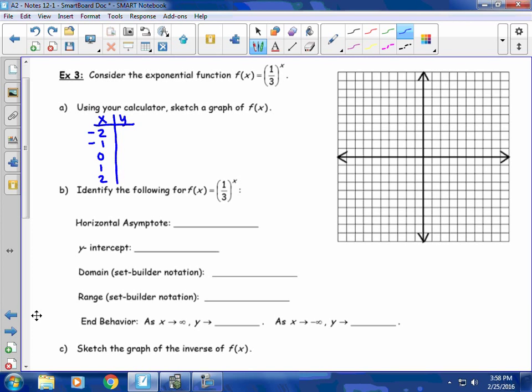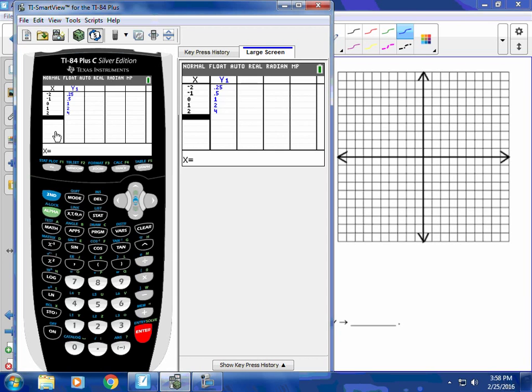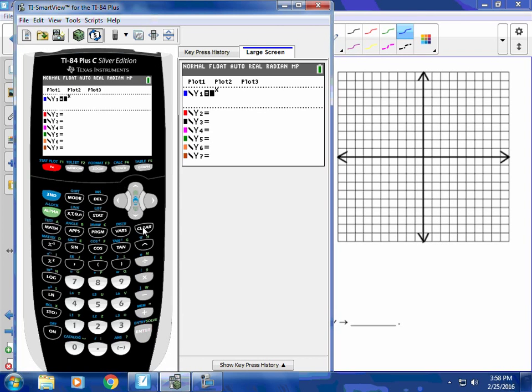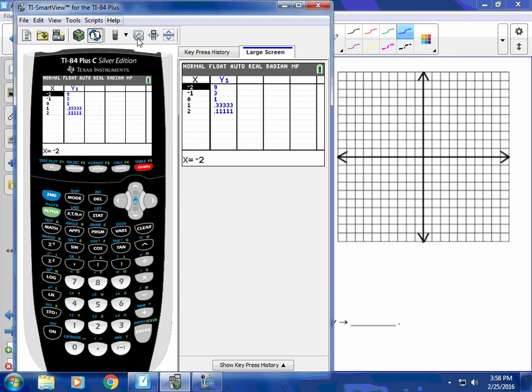And we could use our calculator if you really want to. Here's your calculator. Go over here, plug in 1/3 raised to the x. And you can look at your table. And there's our values. It's going to be 9, 3, 1, 0.3 repeating, 0.1 repeating. Okay, so you can just copy those over to your table if you want.